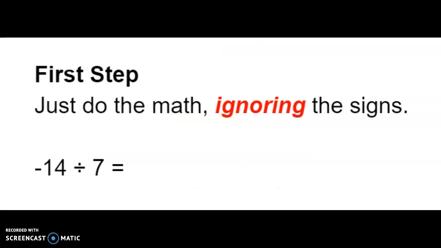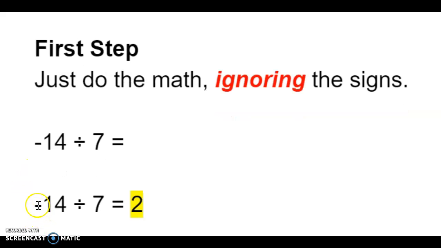On to dividing integers. The first step is just to do the math and ignore the signs. So for this example, let's just pretend that this negative is not there. What would we get when we divided 14 divided by 7? If we ignored this negative, 14 divided by 7 would give us a 2.